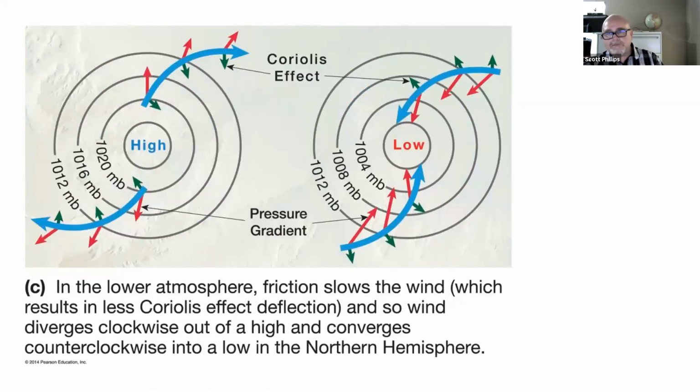However, what we typically observe at the surface is that friction is slowing the wind some, so they move in this type of pattern. From high pressure, they move curved to the right in the northern hemisphere and curved to the left in the southern hemisphere. And then the opposite is occurring as they go into a low pressure system.